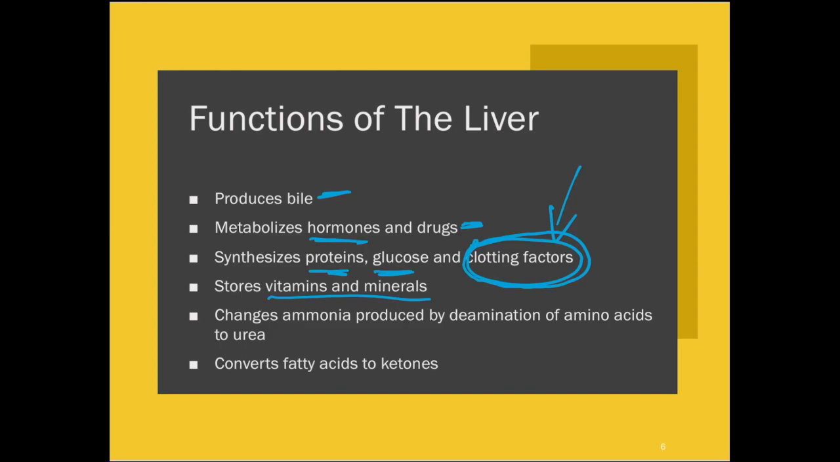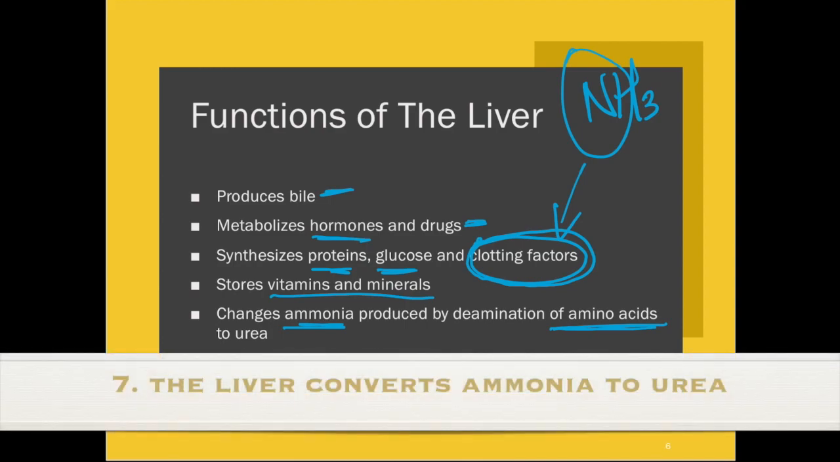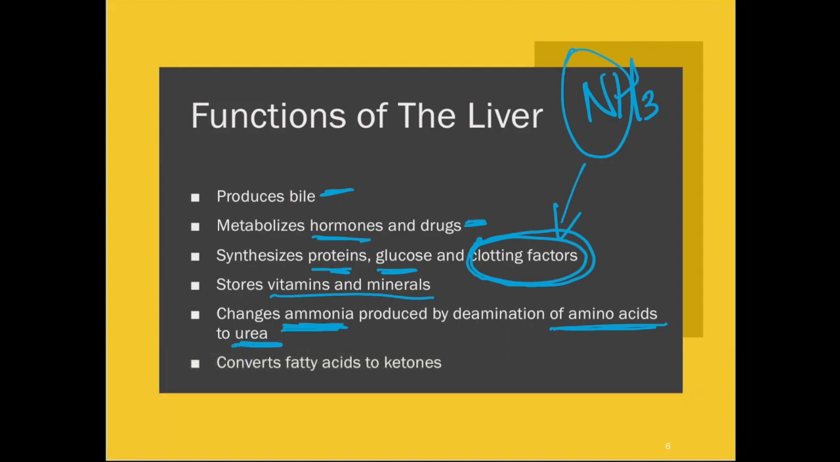Changes ammonia. So when amino acids are broken down, it releases ammonia. And ammonia is nitrogenous waste. So if you think back to maybe high school chemistry, you might remember that the chemical symbol for ammonia is NH3. This N is representing nitrogen. And we've talked a lot about what high amounts of nitrogen does to the body. So one of the things that the liver does is it breaks that ammonia down. And we're not going to talk about how that happens, but it turns it into urea. And urea is not toxic, and we can pass it through the blood and out through the kidneys and out of our body through urine.